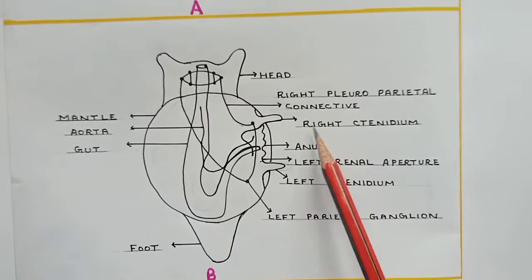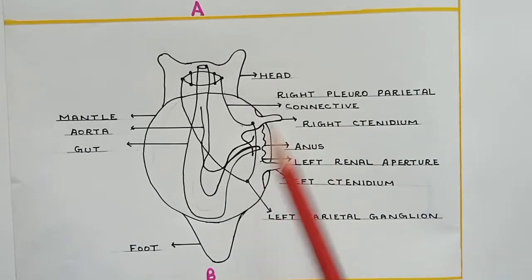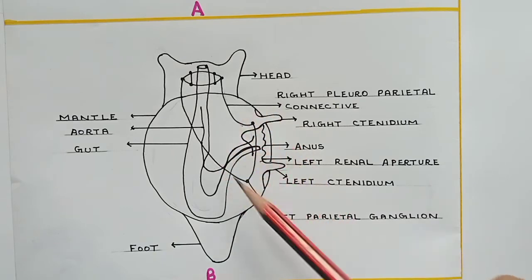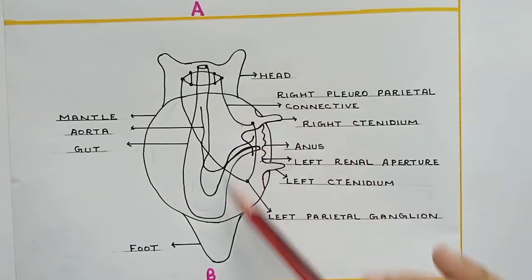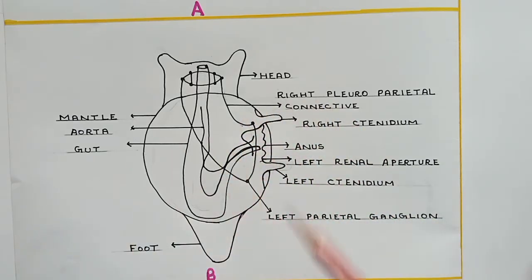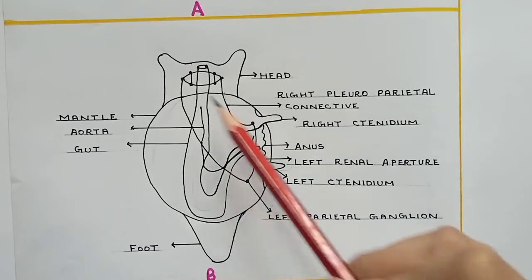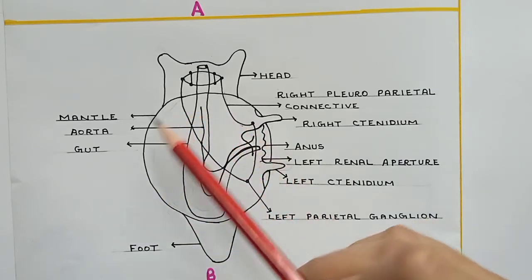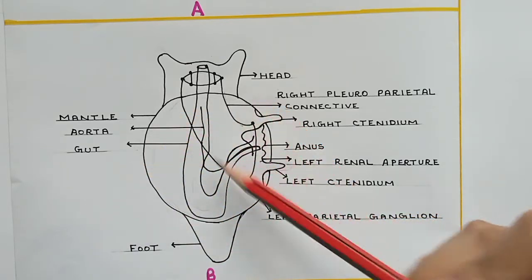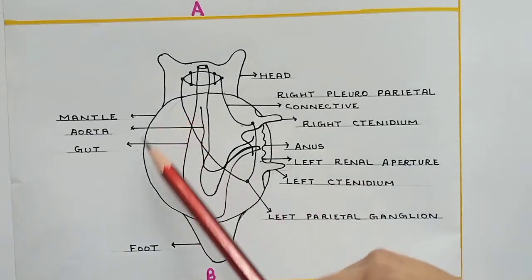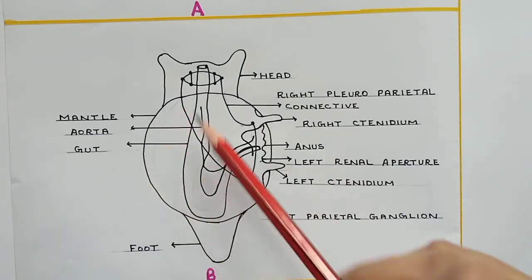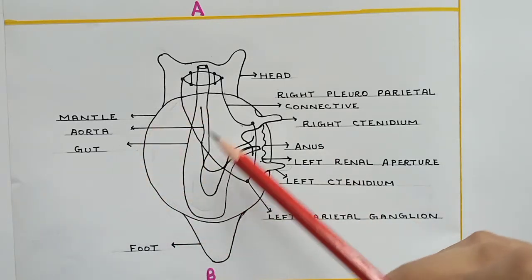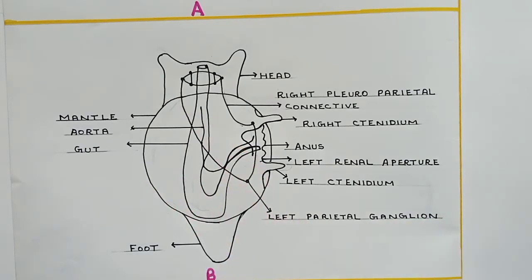All the right tenedium, we see right pleuroparietal connective, right? All the visceral organs tend to shift to the right side slowly and surely, right? All this takes place because of the retarded growth on one side, and there is a continuous extension, we say active extension or growth, on the other side.